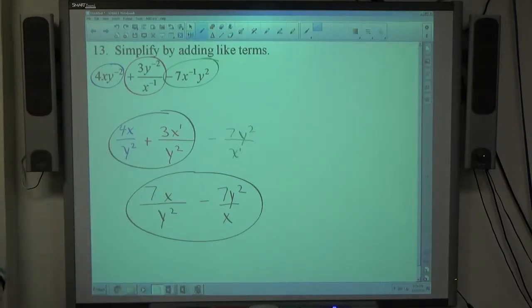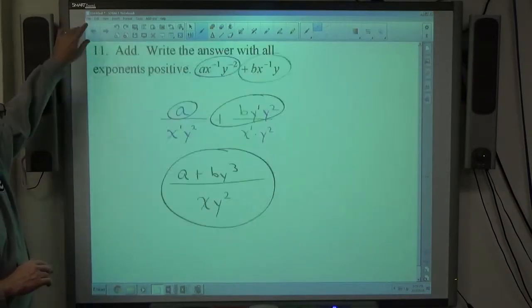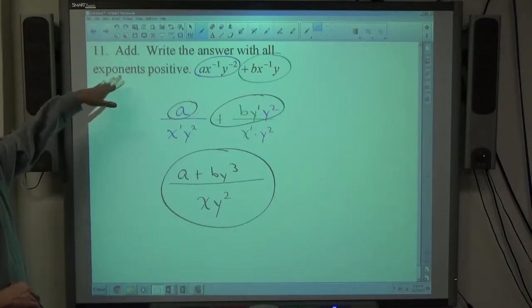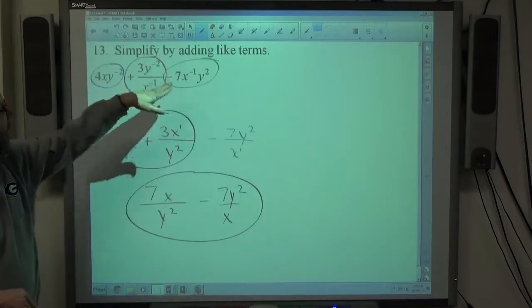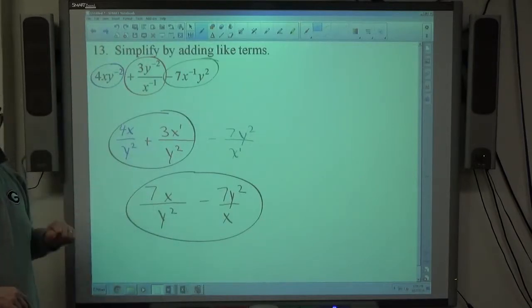If it says add, write the answer with all exponents positive, they want you to actually get a common denominator. If you see add like terms, they simply want you to add what you can add. Don't worry about getting a common denominator in that scenario.